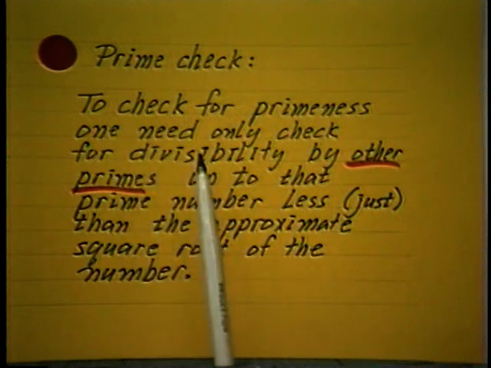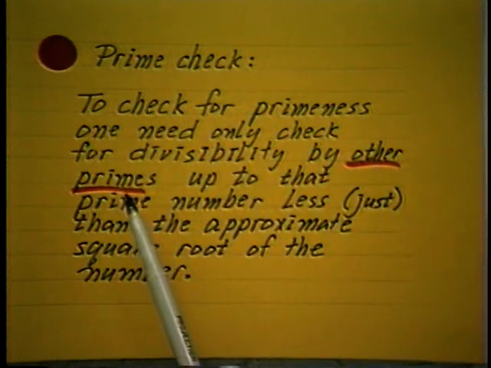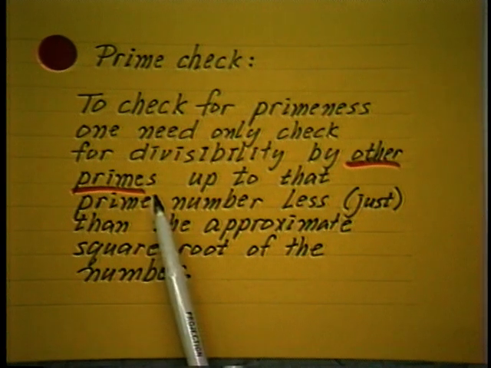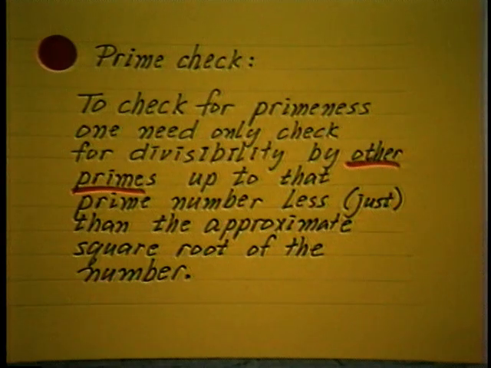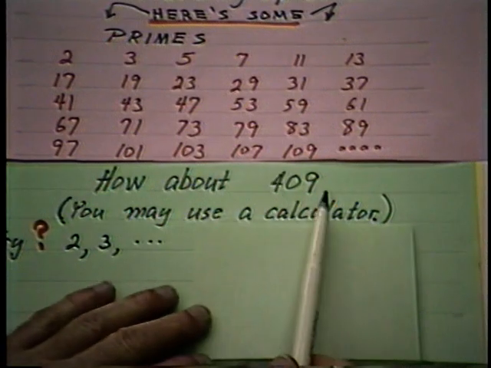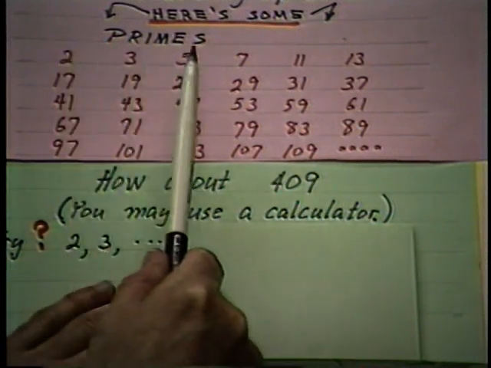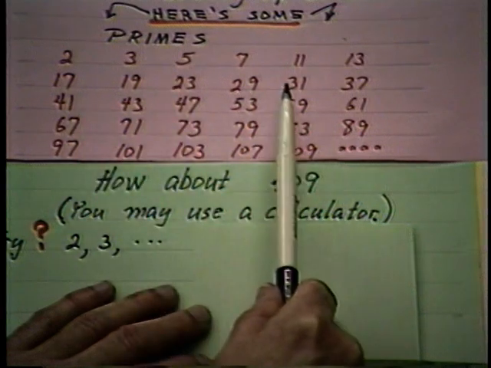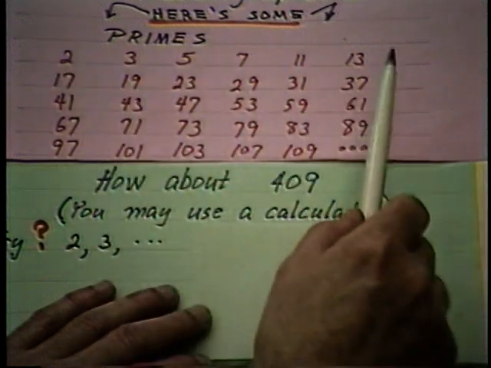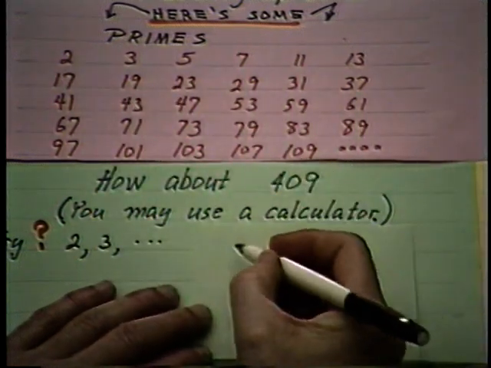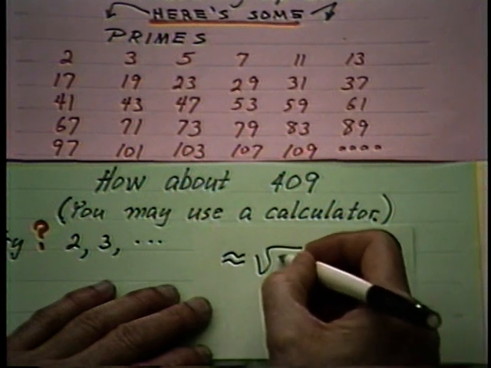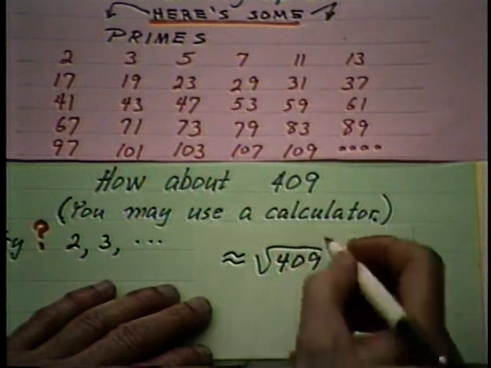Now, this statement here, that I only have to check divisibility by other primes, saves me a lot of trouble because most numbers are composites, and this says we need not even try them. That rule says to check divisibility into 409, I need first only use prime numbers. All the in-between composites I need not try. And furthermore, I don't have to go on forever. I just have to go as far as that prime, which is approximately equal to the square root of 409.